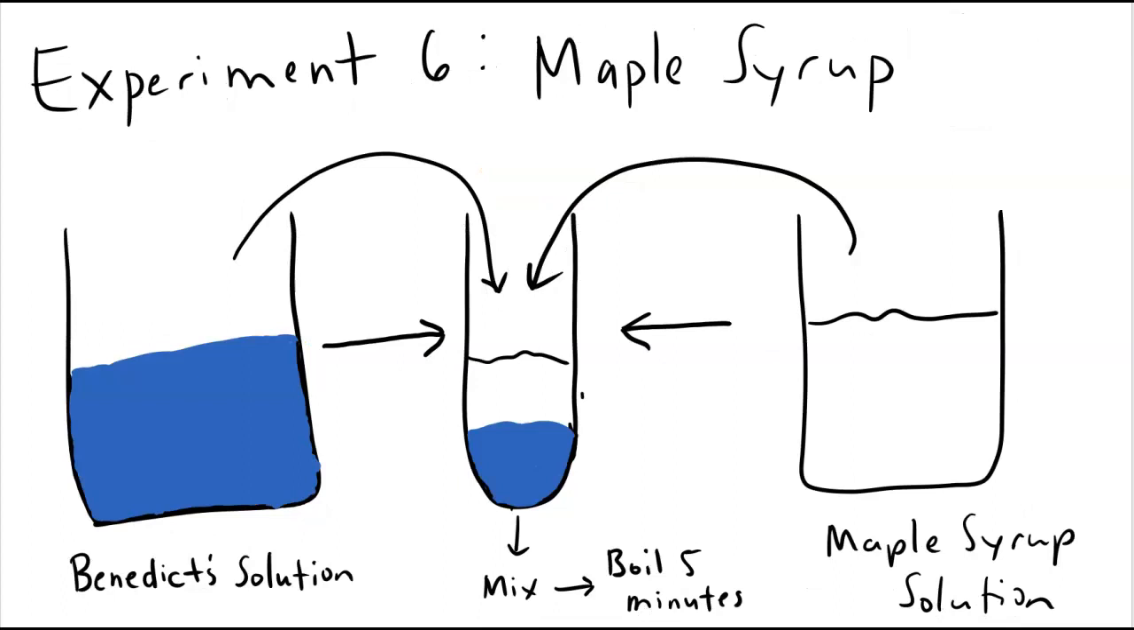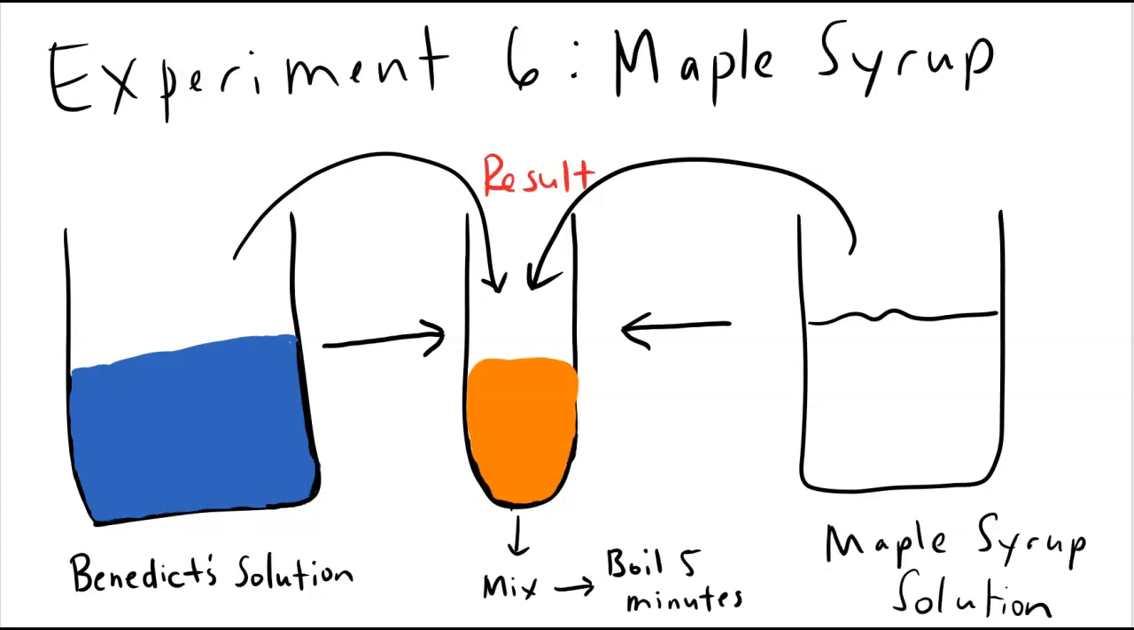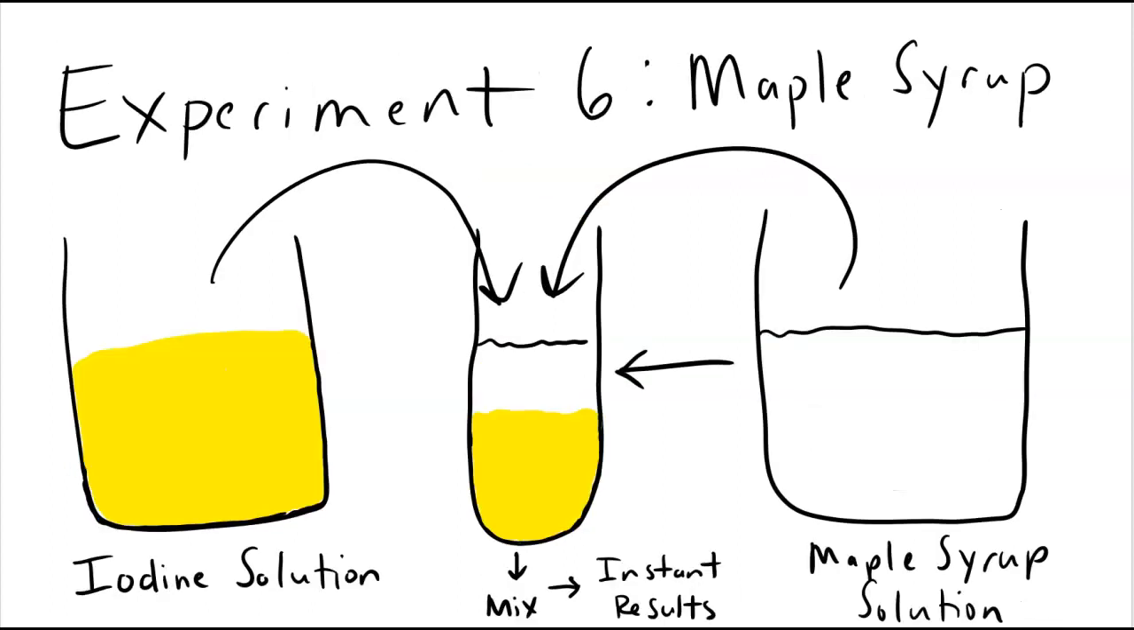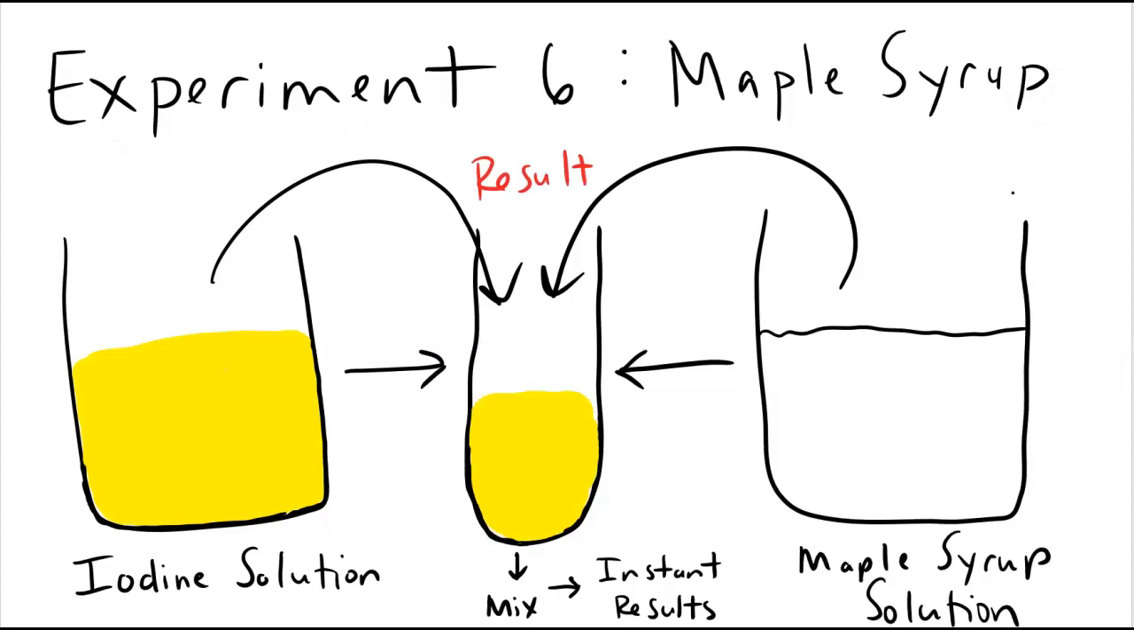Experiment 6 involves looking at maple syrup. This is not the Log Cabin syrup that has high fructose corn syrup. This is made from maple tree sap, right? So it's maple syrup. Put it through the Benedict's test. You get a positive result in the Benedict's test for maple syrup. We also ran it through the iodine test, and you get a negative result on the iodine test for maple syrup.